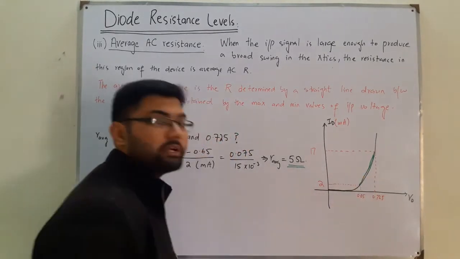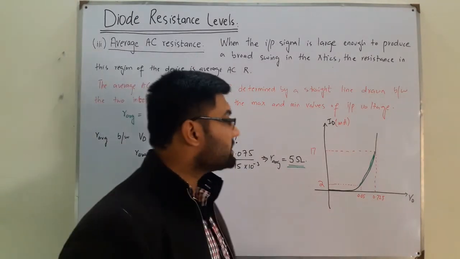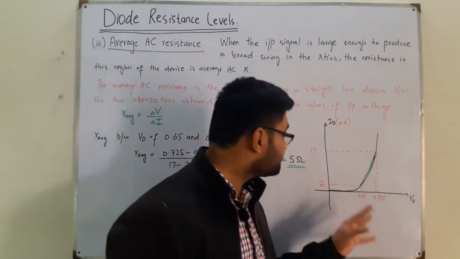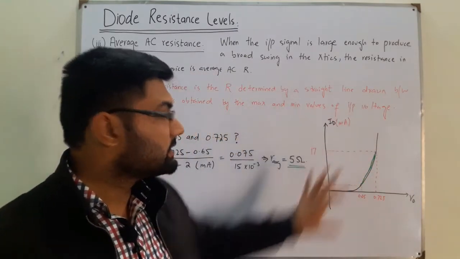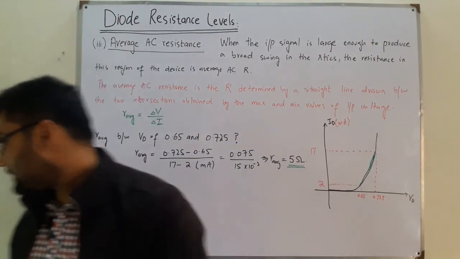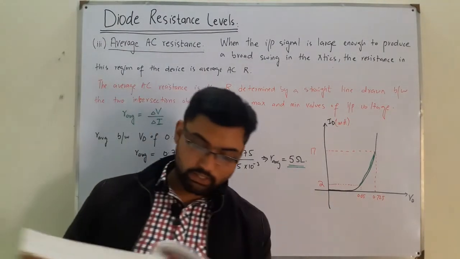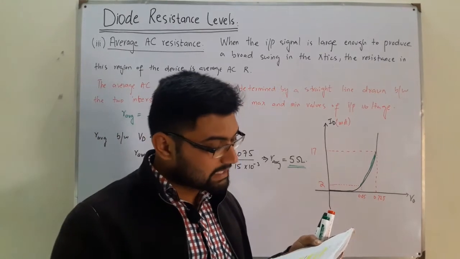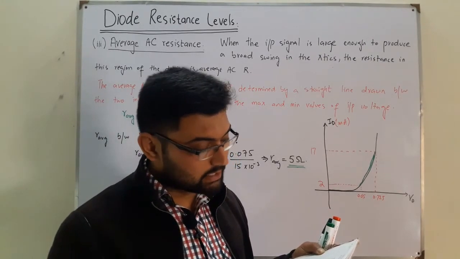0.7, the value would be different, because it's an AC quantity. So different values at different resistances, at different voltages. So this average sums them all up. Alright, so let me read out some point. If the input signal is sufficiently large to produce a broad swing, the resistance associated with the device for this region is called the average resistance.